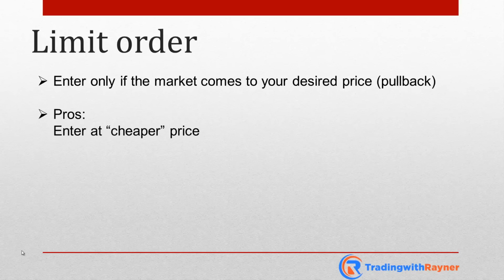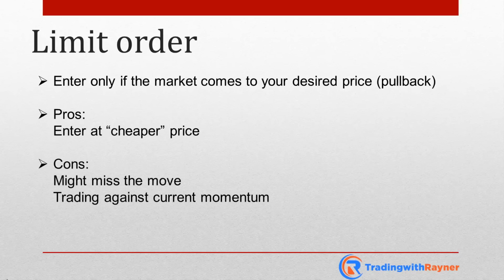So the pro of this approach is that you're typically entering at a cheaper price. You let the market come to your price level. The downside of this approach is that you might miss the move because Apple might not come back to $100. It might go up to $150, $200, and hey, you missed the boat. And the other downside is that you're actually trading against the current momentum, because if you think about this, as the market fills you on the trade, you're actually trading against that down move. So that might be something that you want to be aware of as well.